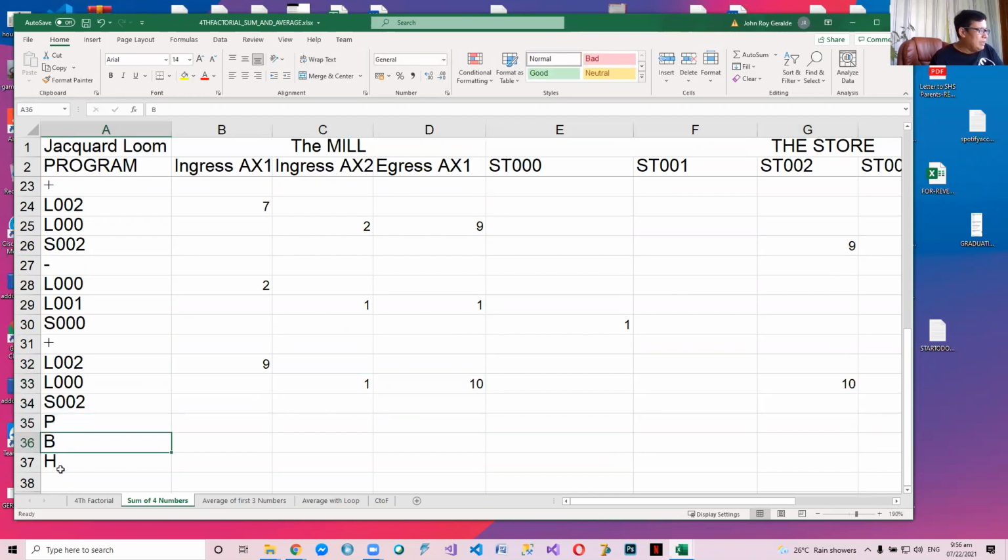So you have a P, B, and H. P means we are going to print the answer to the last card, the next consecutive card, and B will ring a bell, and H is out. Okay. So very easy, no?